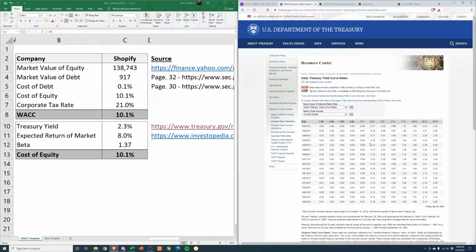But for the treasury, this is a question I get asked. I do the 30-year, and I just looked at the most recent sale. It's 2.25%. That's what's here. 8%, there's an Investopedia article. Feel free to read that. Beta, I'll show you how we calculate that, so that'll be pretty important.